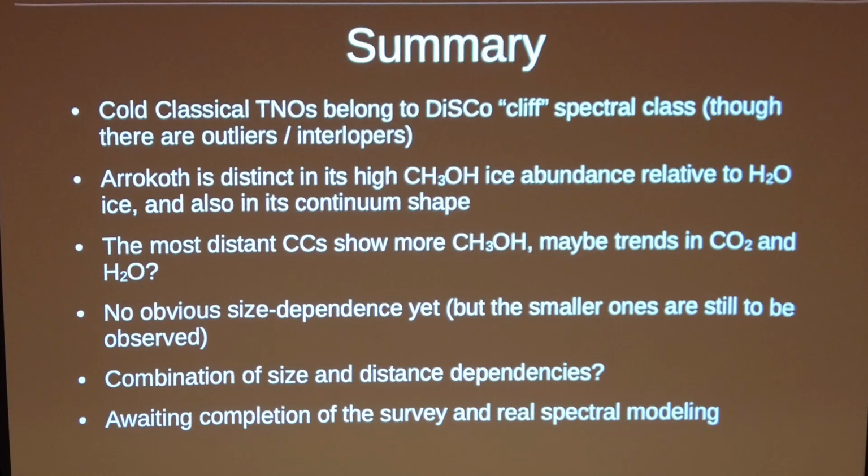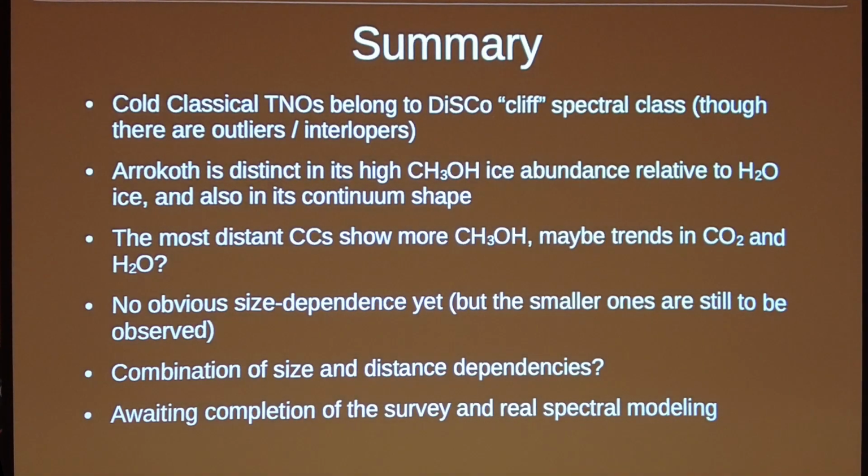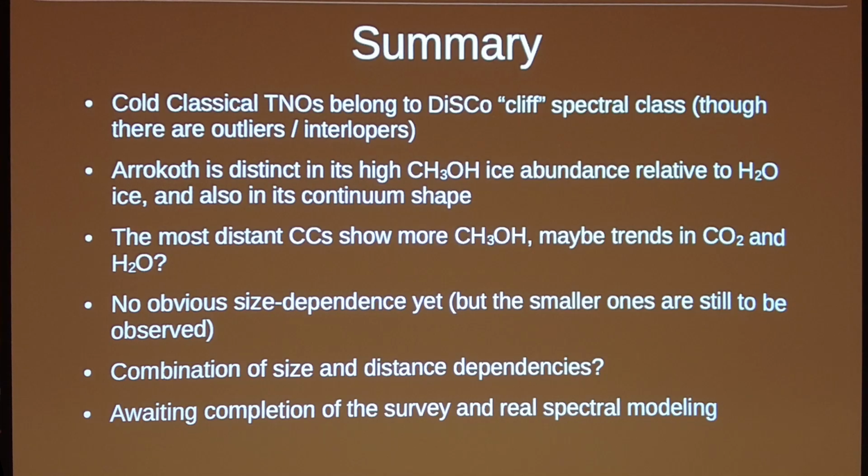So we couldn't bring ourselves to all these conclusions, but basically, I think there's some evidence of some trends with heliocentric distance, and I think we'll be able to tease that out when we get the rest of our observations and do some proper modeling. What it might end up being is that there are both size and distance dependencies mixed up together, and this sample at least has a chance to tease that out.